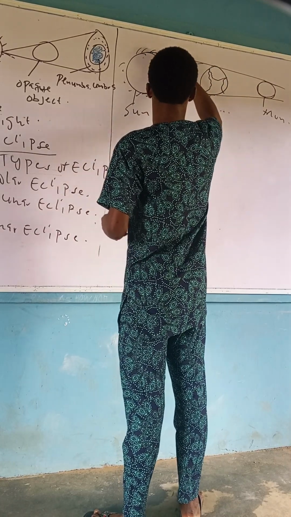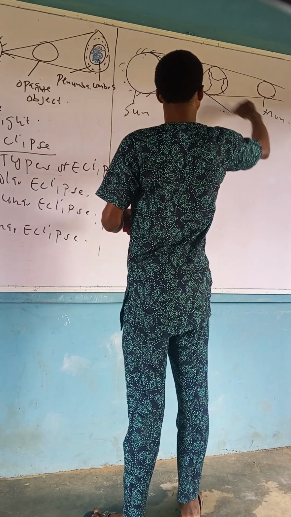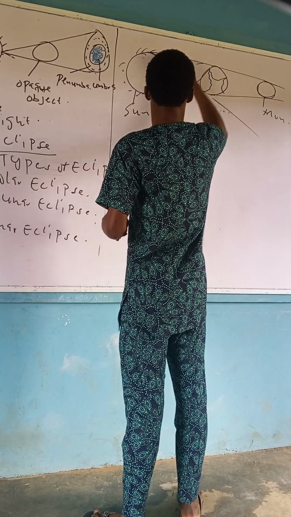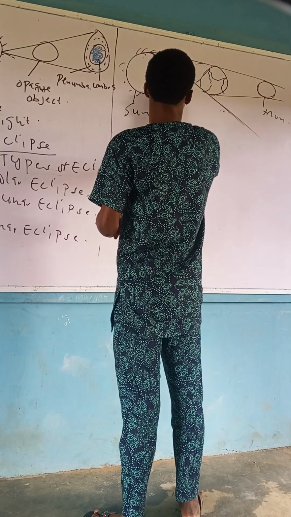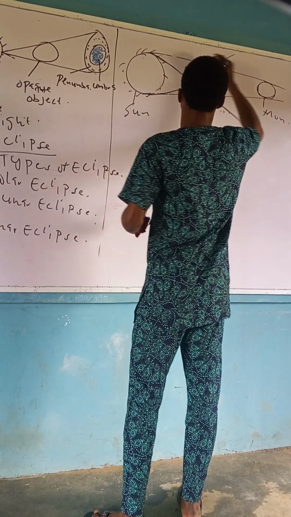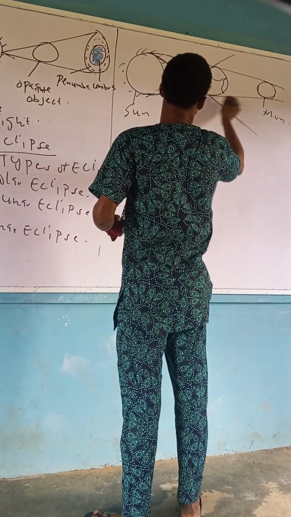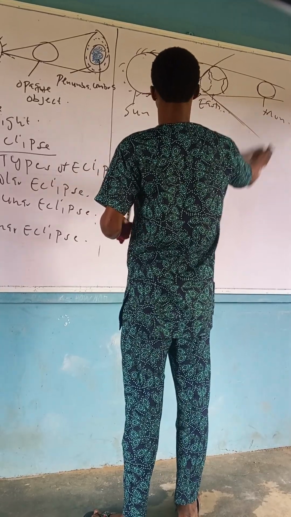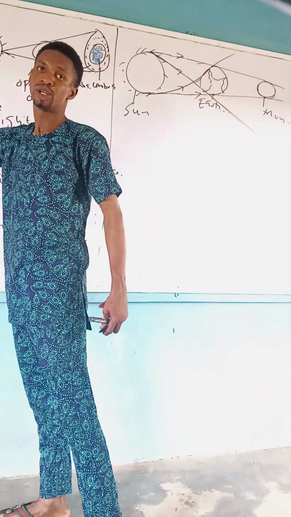Okay, let me bring this together like this. Let me just bring it this way. Don't mind my drawing, please. This is the earth, and this is the moon. So this is the diagram of a lunar eclipse.